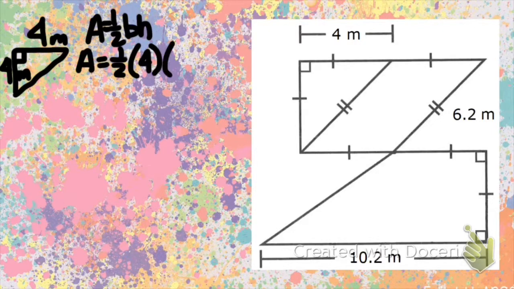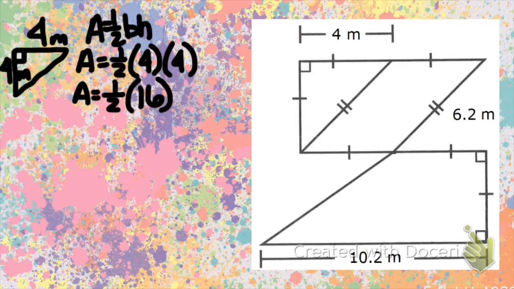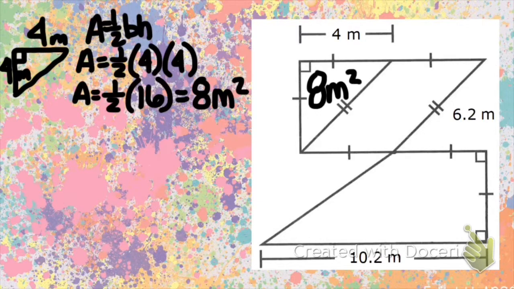I could take half of 4 and make that 2, and 2 times 4 is 8, but just to show it in a different way, I'm going to keep half and just go ahead and make 4 times 4 16, and then I'm going to take half of 16, which is 8. So this is going to be 8 meters squared. And I'm going to go ahead and pop that in over here. This is going to be 8 meters squared.